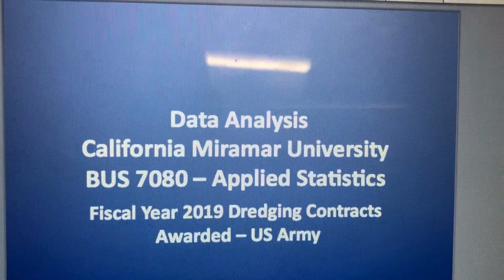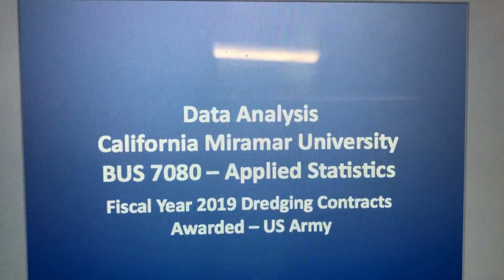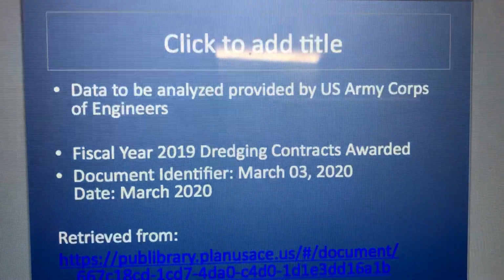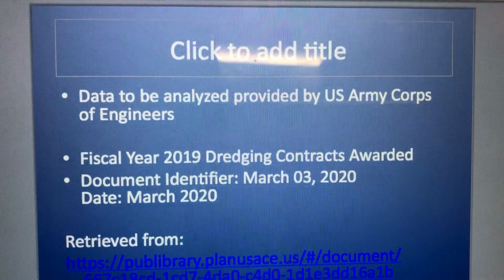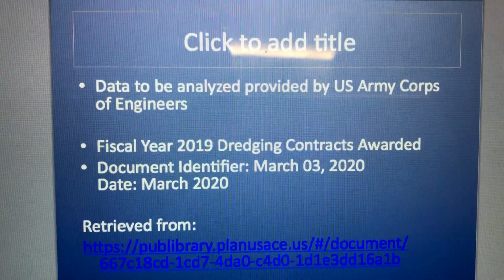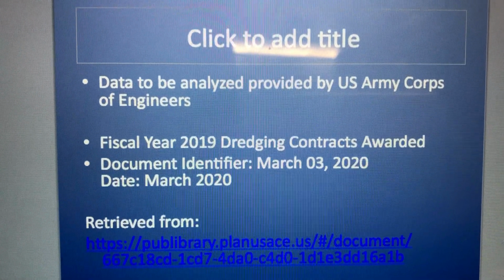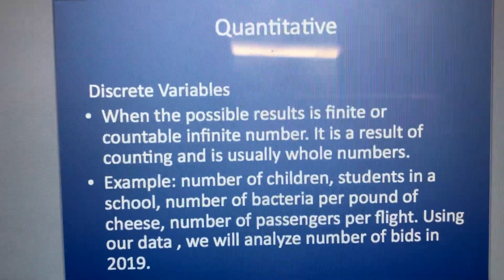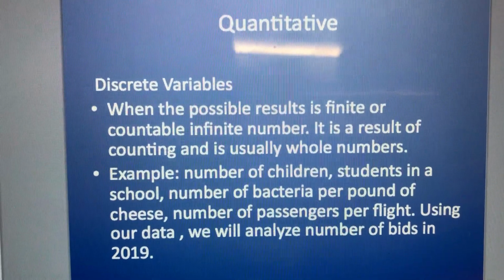We're going to talk about the data analysis for the fiscal year 2019 contracts awarded by the U.S. Army. How many contracts were awarded? The information was provided by the U.S. Army Corps of Engineers. So we analyze it as quantitative data, discrete variables.